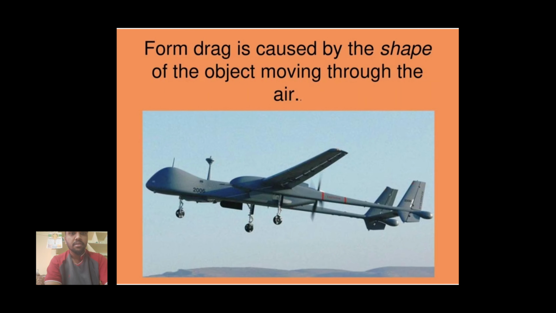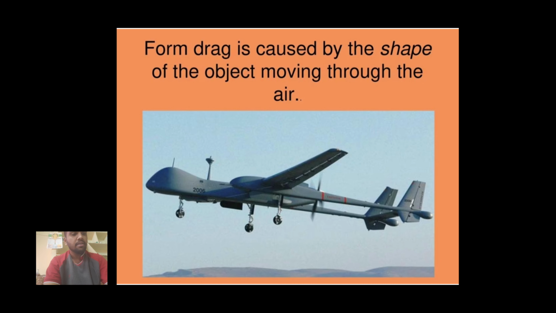Form drag is caused by the shape of an object moving through the air, which results in aerodynamic resistance to the motion due to the shape of the aircraft. Form drag, also a pressure drag, is a type of parasitic drag caused simply by the overall shape of the plane and how that shape interacts with the flow.